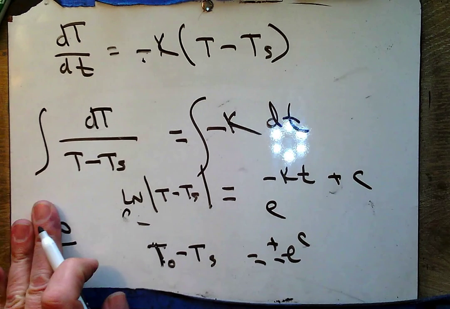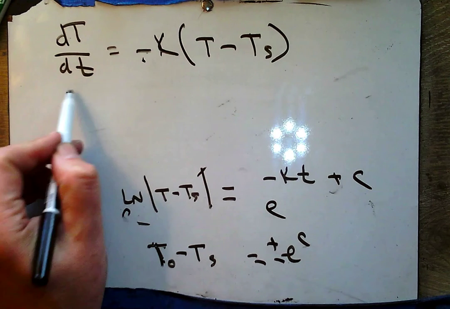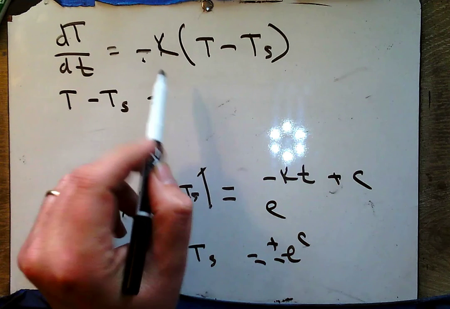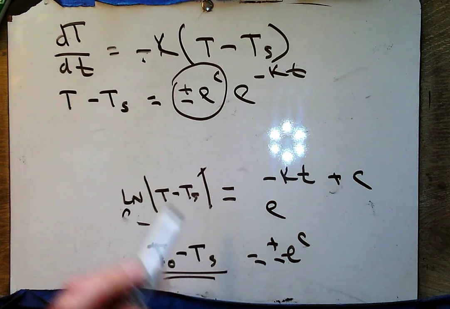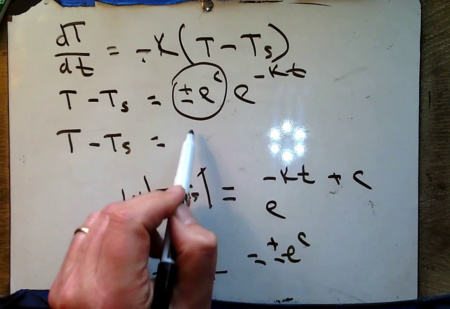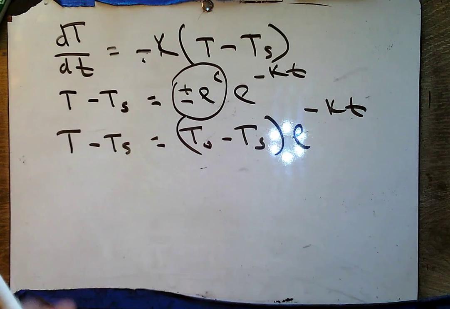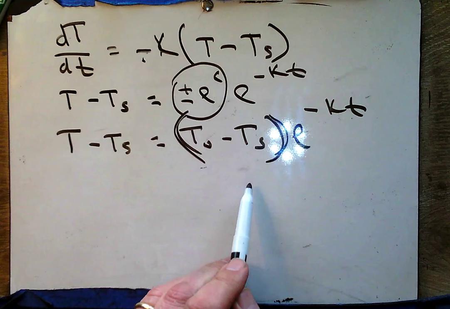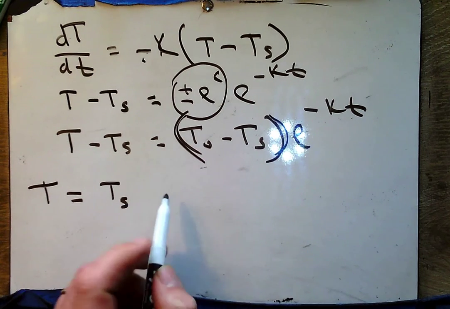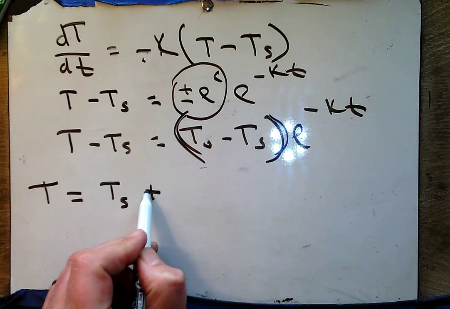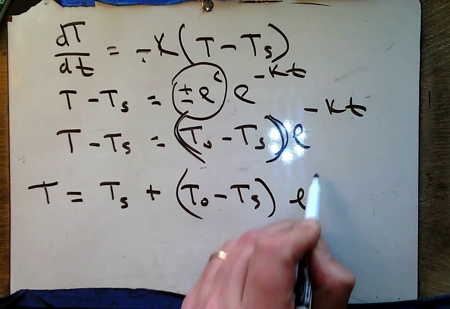All right, so what does that mean my differential equation looks like? Well, where was it a moment ago? It was here with T minus T sub s equals plus and minus e to the c, e to the minus kt. And what I'm saying is that this is T sub o minus T sub s. So T minus T sub s equals T sub o minus T sub s, e to the minus kt. All right, now, see these parentheses? They're really important because now we're trying to solve the equation for big T. We're going to add T sub s to both sides. T sub s plus T sub o minus T sub s, e to the minus kt.